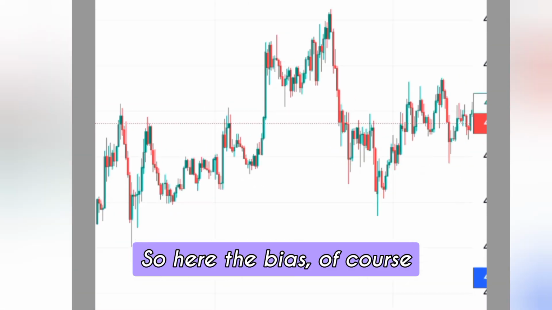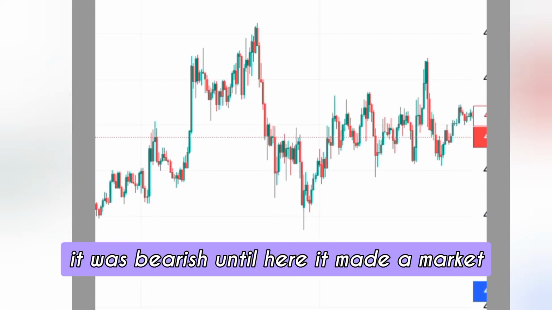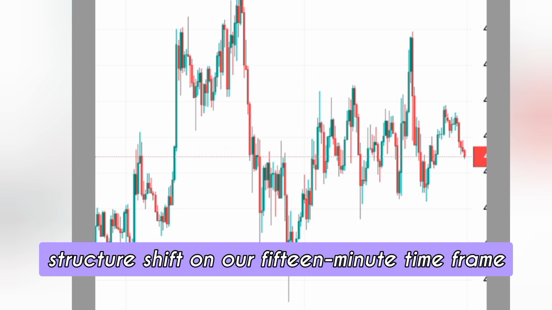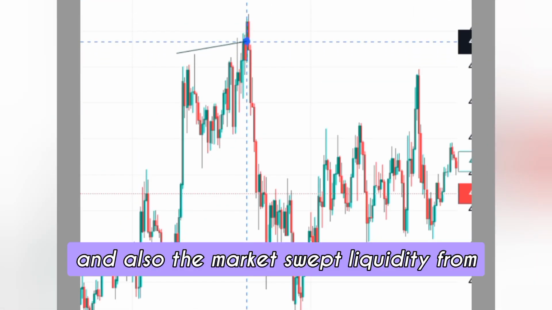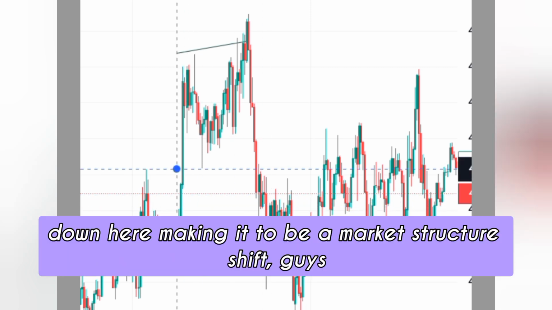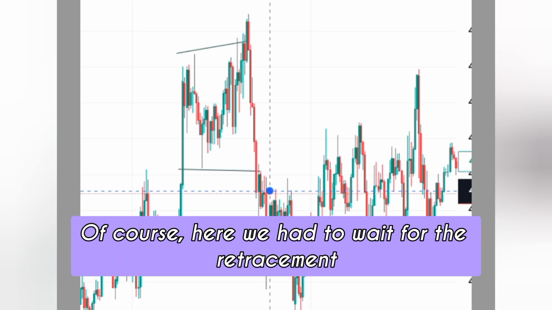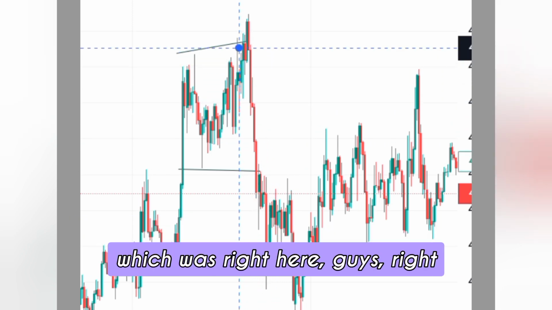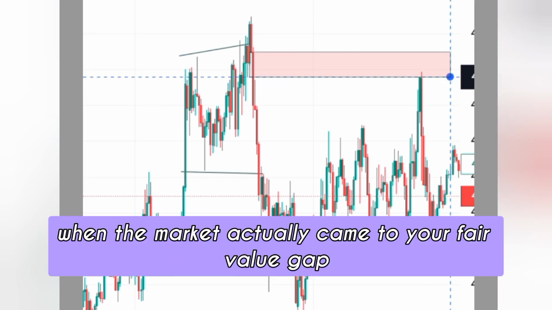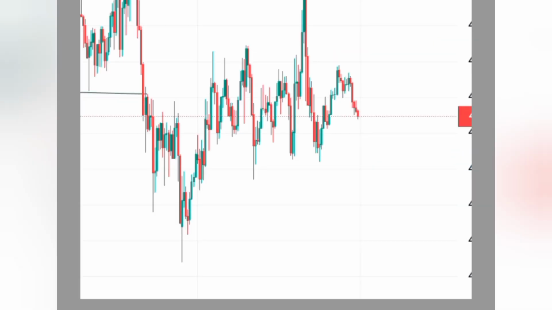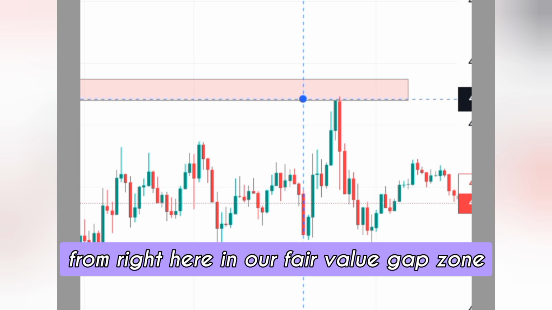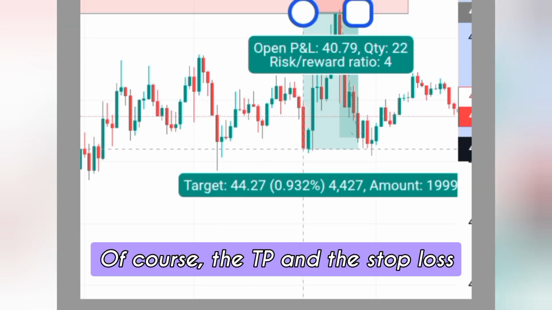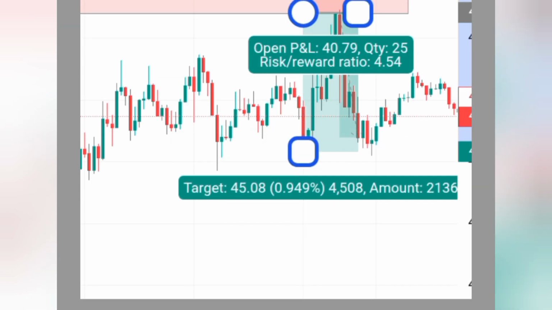So example number two that we can talk about is a bearish trend. Here the bias, of course, was bullish until here it made a market structure shift on our 15-minute time frame. So now here the market swept liquidity from up here, and also the market swept liquidity from down here, making it a market structure shift, guys. Of course, here we had to wait for the retracement to come to our fair value gap, which was right here, guys, right? So you can see that when the market actually came to your fair value gap, it just tapped into it and traders just took the short positions from right here in our fair value gap zone, right? Of course, the TP and the stop loss have to be there, right?